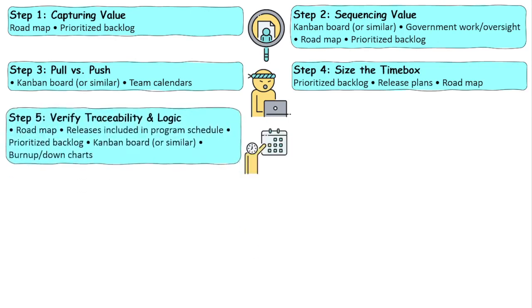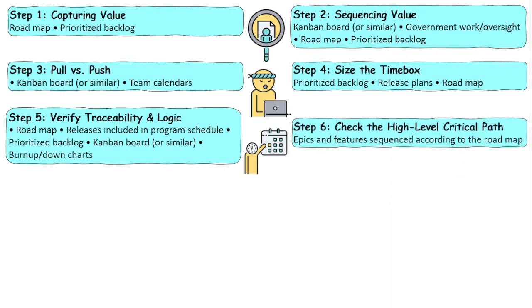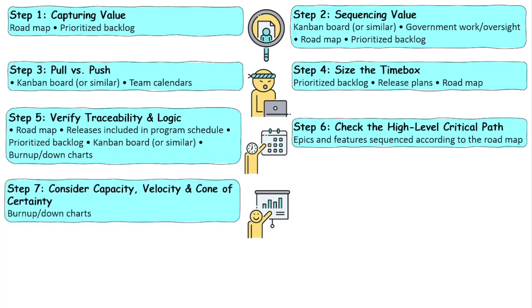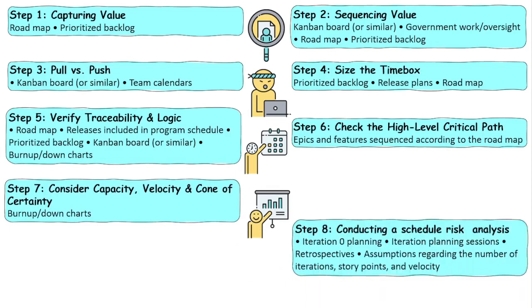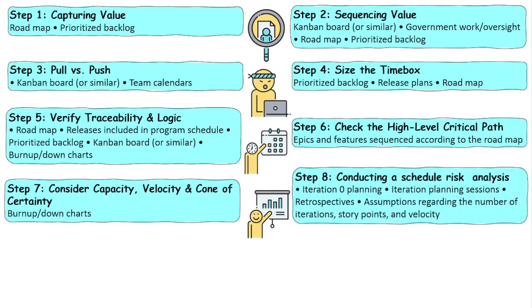Number 5, verify traceability logic. How do you do that? At the higher levels, like the roadmap level. Kanban boards and things like that are the lower levels of doing this. Number 6, check the high-level critical path. Remember, we're talking about that high-level epic feature release iteration mindset, not at the task level in the world of Agile. Number 7, consider capacity, velocity, and cone of uncertainty. We could use burn-ups, burn-downs. We could use other charts to understand how work is being done and the propensity to get work done.